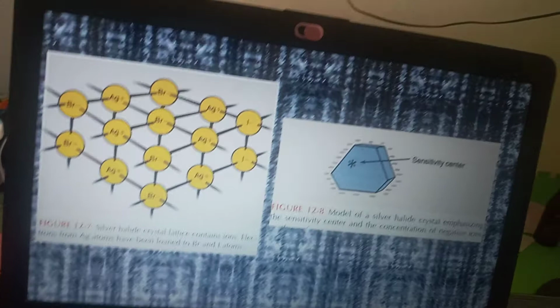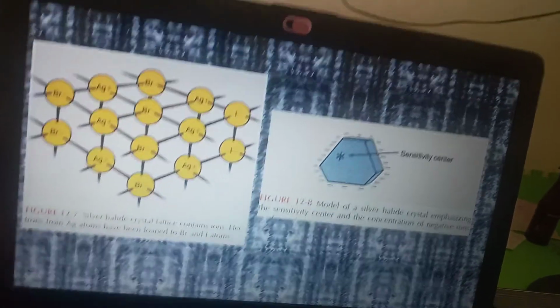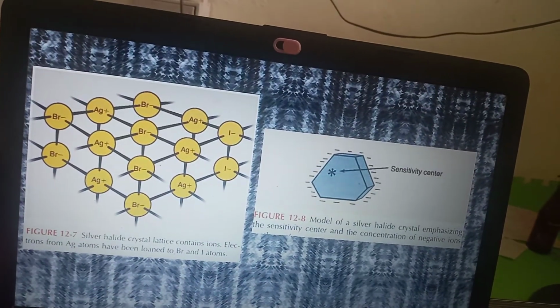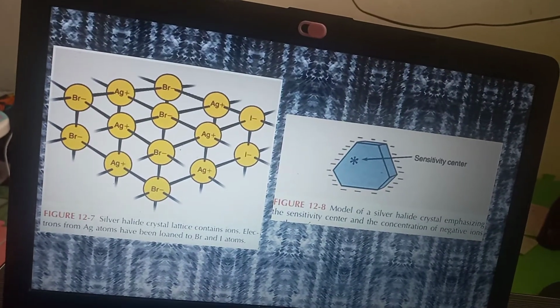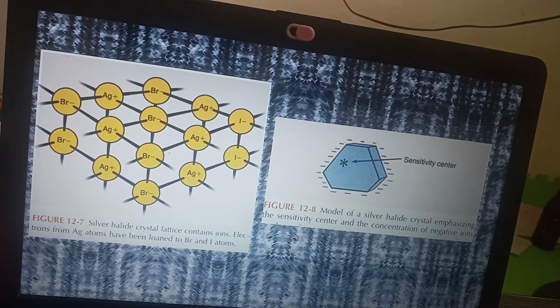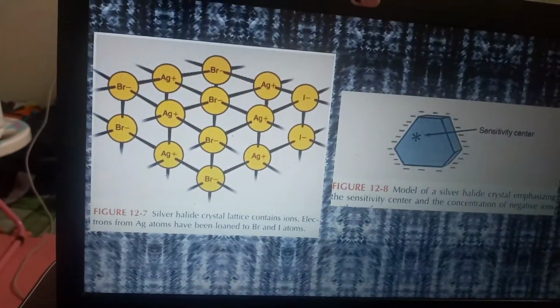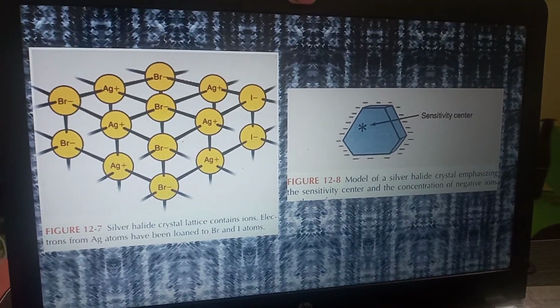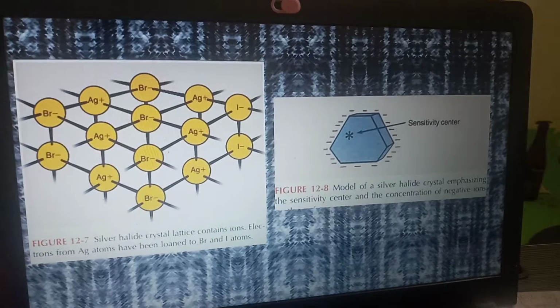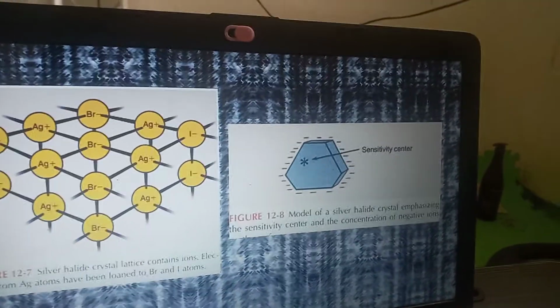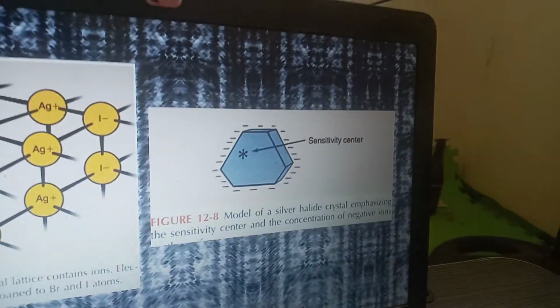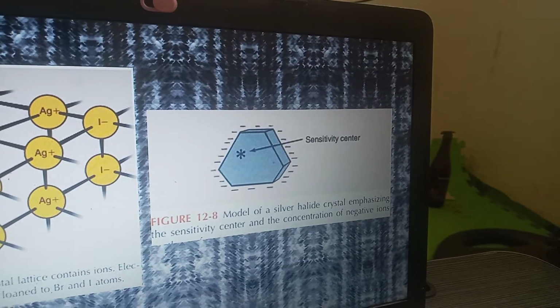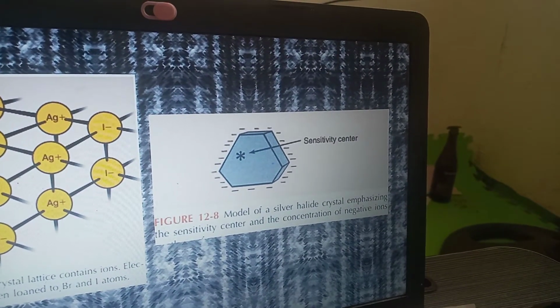This is an illustration of how it looks. On the first figure, the silver halide crystal lattice contains ions. Electrons from silver atoms have been loaded to bromine and iodine atoms. The next figure shows us the model of a silver halide crystal, emphasizing the sensitivity center, the concentration of negative ions.